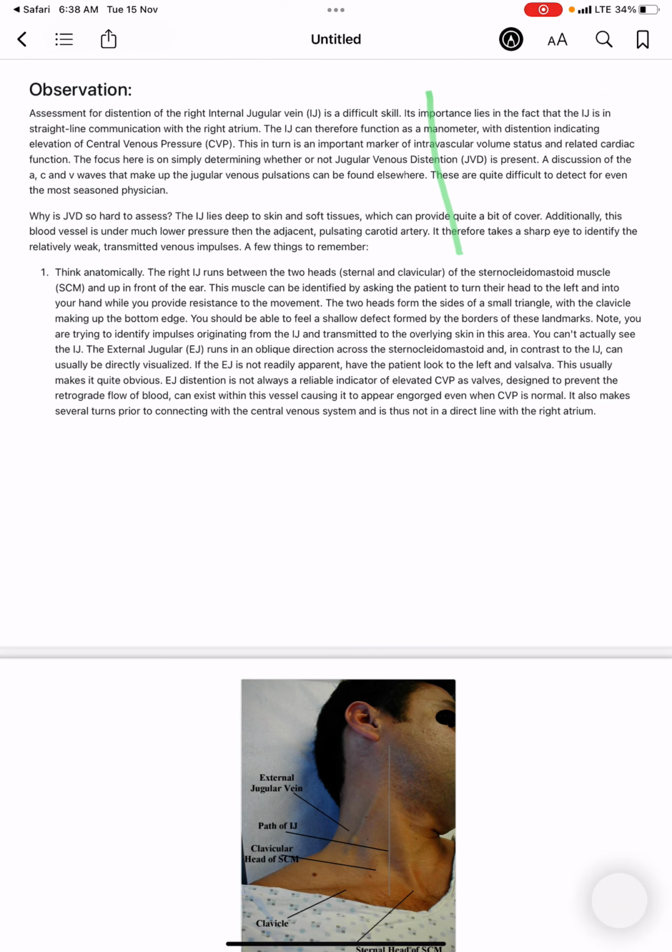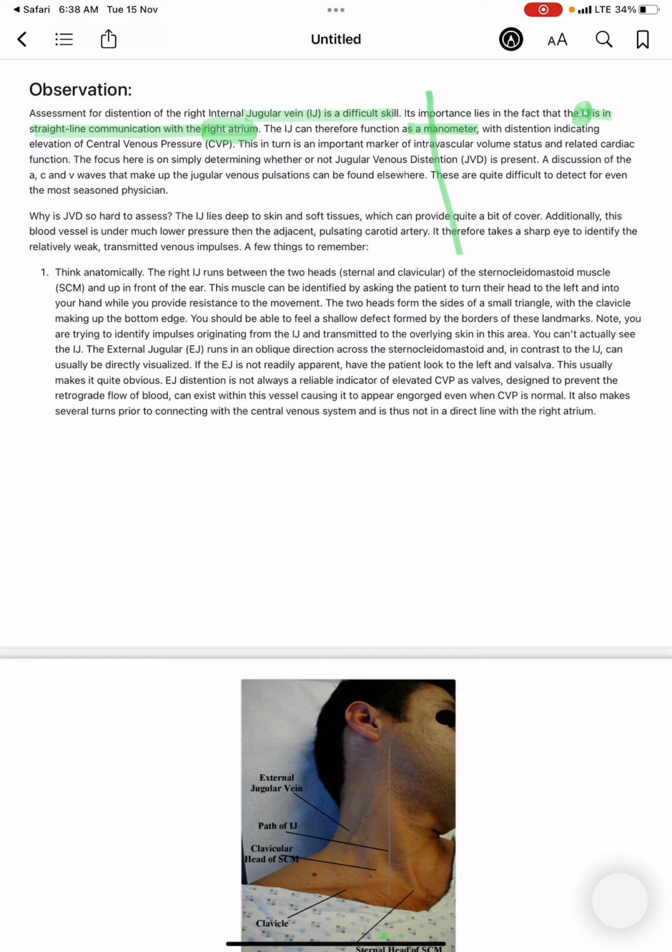And then observation. First is assessment for distension of the right internal jugular vein. It is a difficult skill. Its importance lies in the fact that the internal jugular vein is in straight communication with the right atrium. Because of this, the internal jugular vein functions as a manometer.